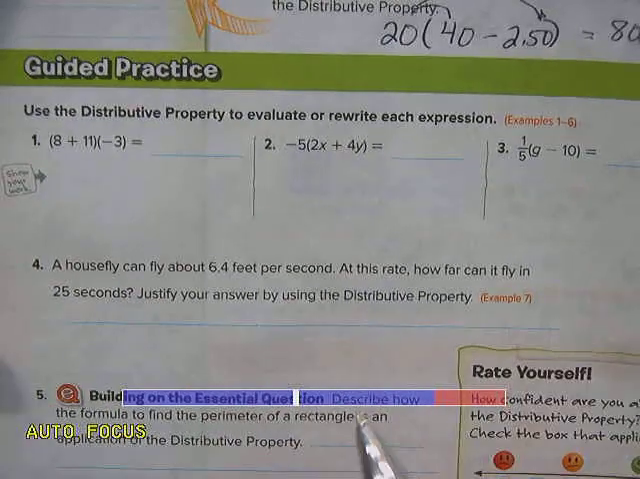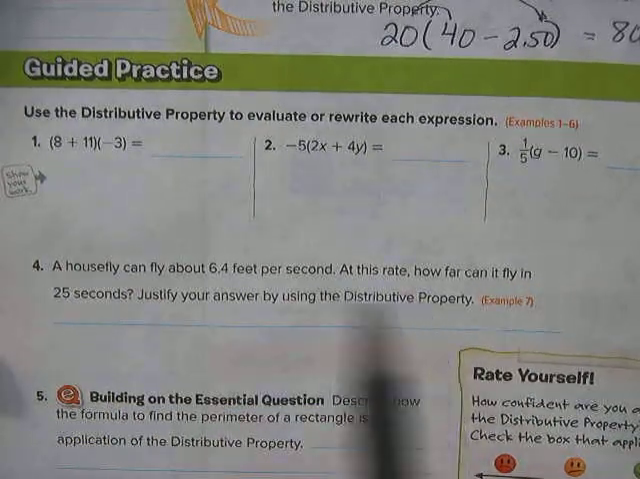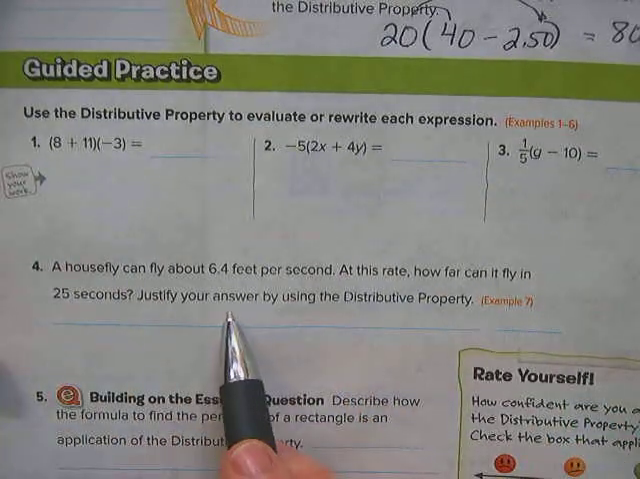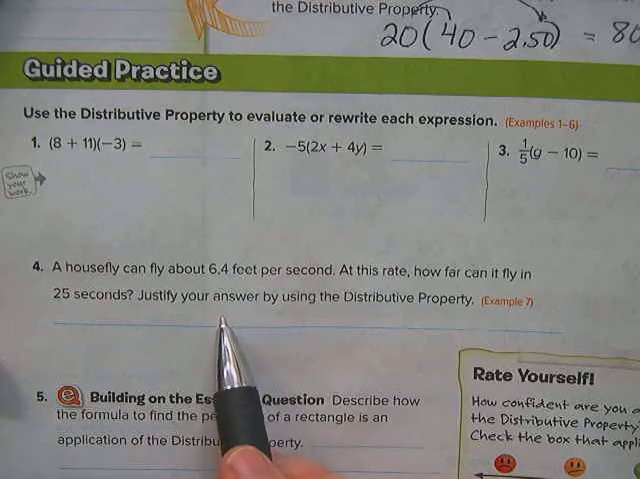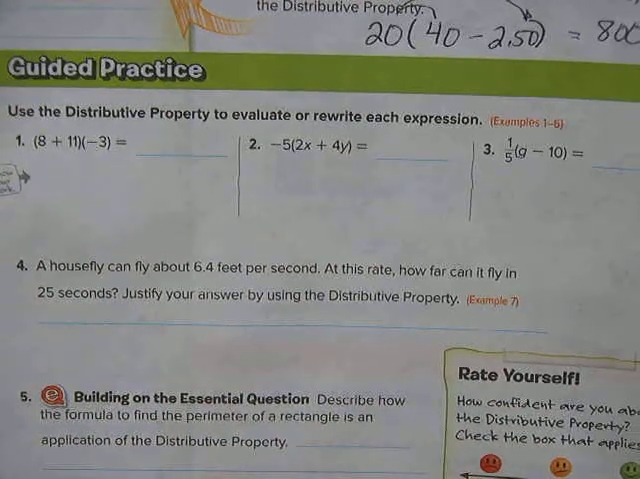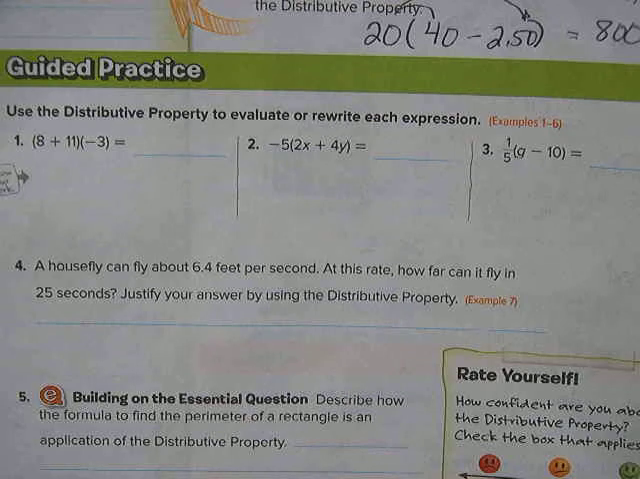Okay, here's what you need to do. Please do the guided practice. I want you to do 1 through 3. I'm not going to have you do number 4 right now because it's a little bit tricky. And you should be all set for class then. Thank you.